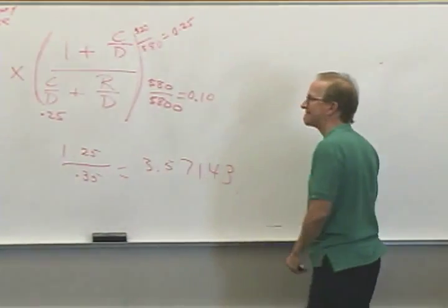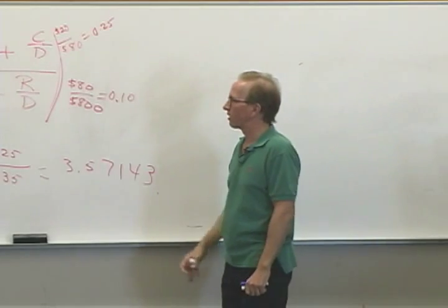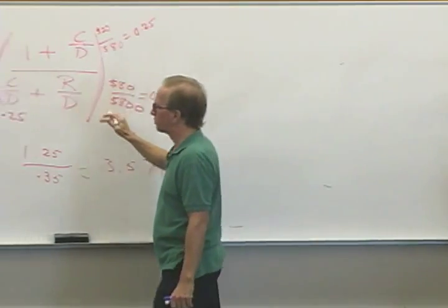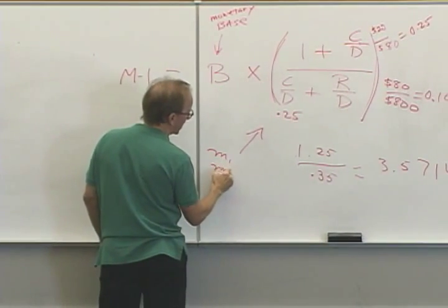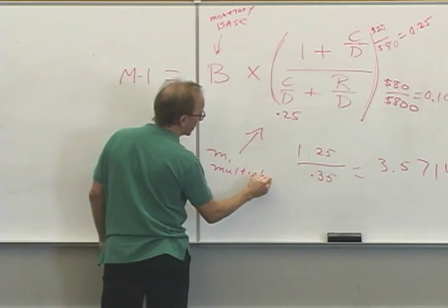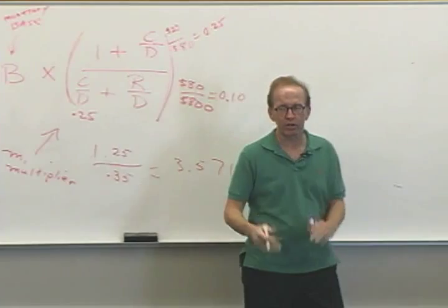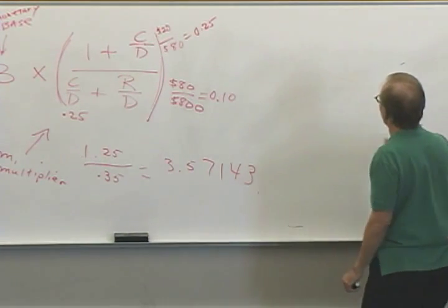Now, where do I go next? There are some other multipliers. This is the multiplier for M1, the M1 money supply multiplier. It's got those two things in it, currency and checking deposits. Here are a couple of other multipliers.